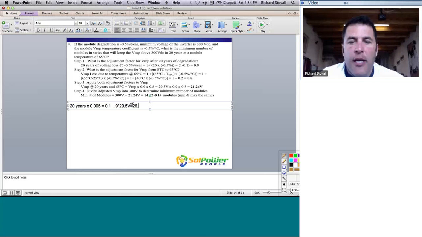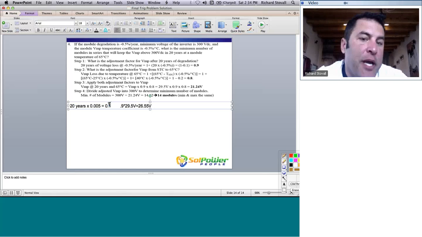26.55 volts, all right? And so just so you understand, we're going to lose 10%, which means that 90% is still left behind. So the reason behind the 0.9 number here is the fact that 90% is still left on the table. So that means that 26.55 volts is still available after that degradation.